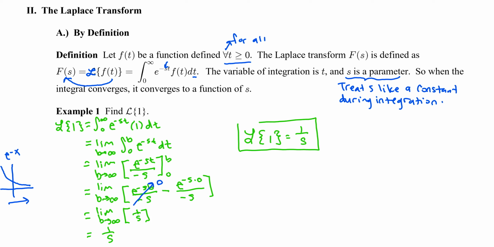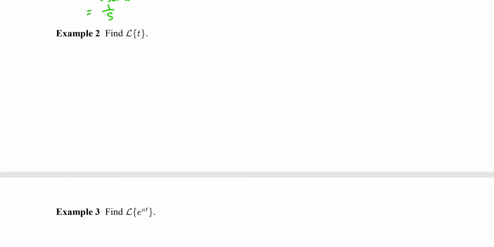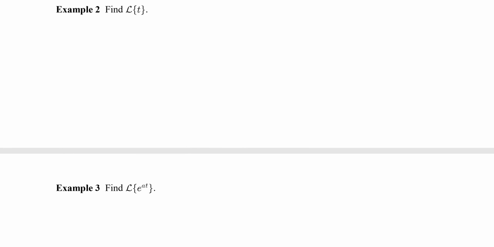So we went from a function of t, or in this case a constant function, to a function of s. The integral converged to a function of s. All right, so that was a pretty simple example. Let's beef it up just a little bit. This time, we're going to find the Laplace transform of t, still working from the definition.